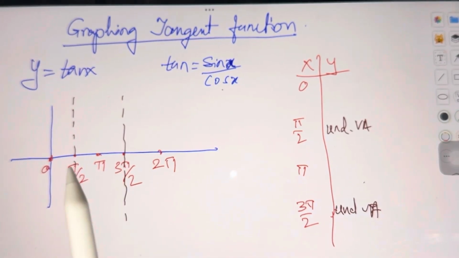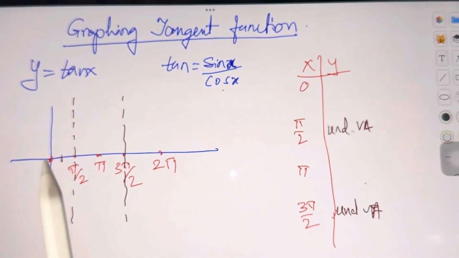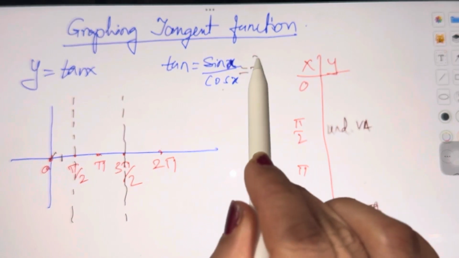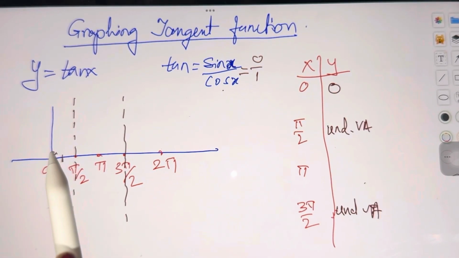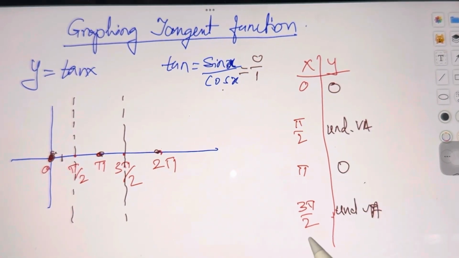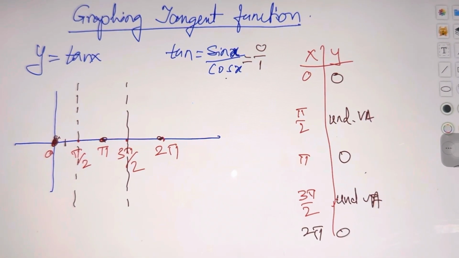Now, before I go to pi by 4, 0. Sine 0 is 0, cos 0 is 1, and 0 divided by any number is 0. Sine is 0 at 0, pi and 2 pi. So this is 0, 0, and when you go to 2 pi, again 0.